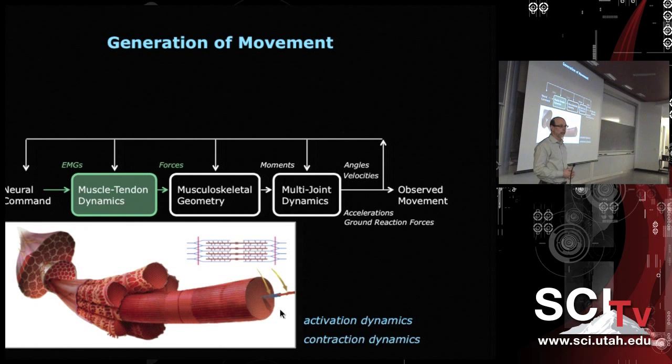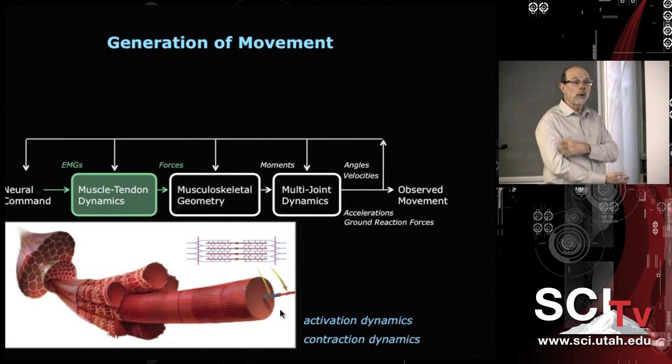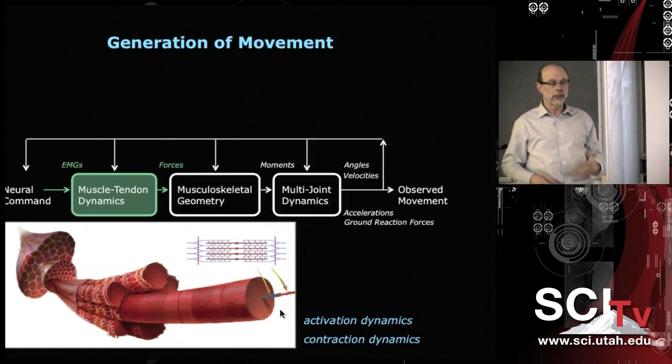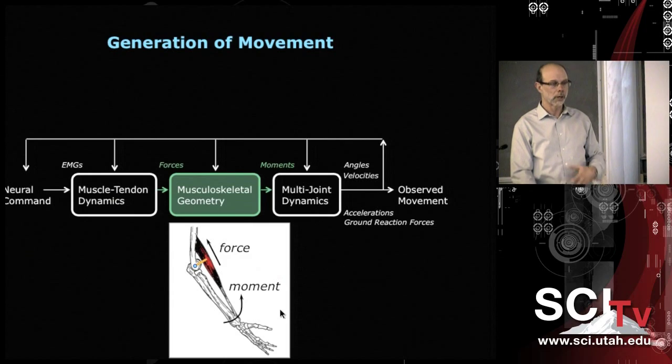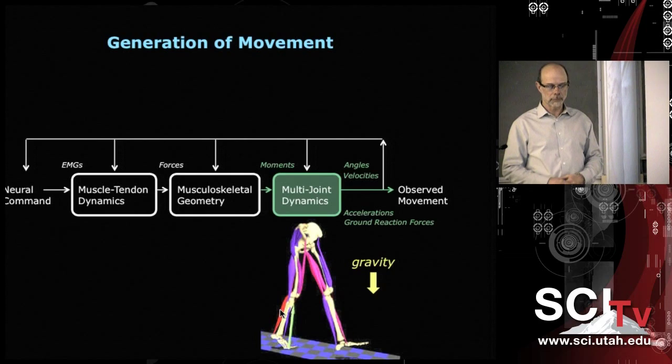Muscles operate at a mechanical disadvantage of about 10 to 1. So if you're holding a 50-pound weight in your hand, you're generating about 500 pounds in your elbow flexors. So muscles generate very large forces. They act on a complicated system of geometry. And it's not just one force generating forces and moments about the joint, but many muscles acting in concert in the face of gravity that produces movement.